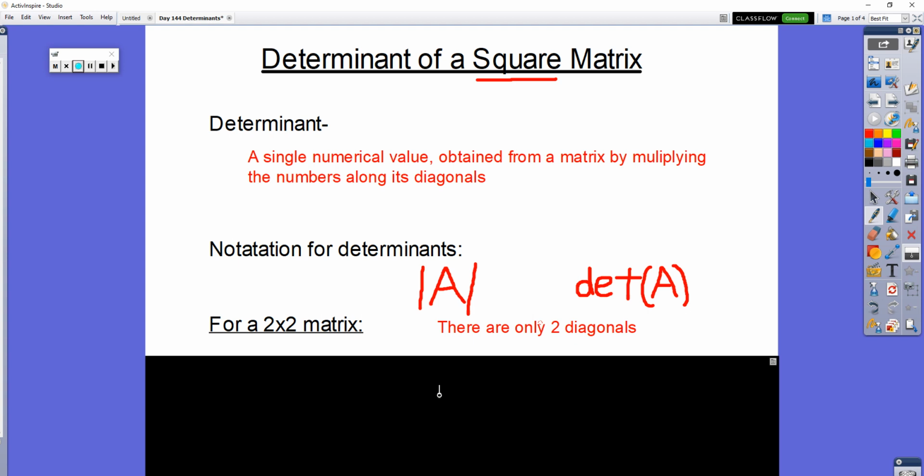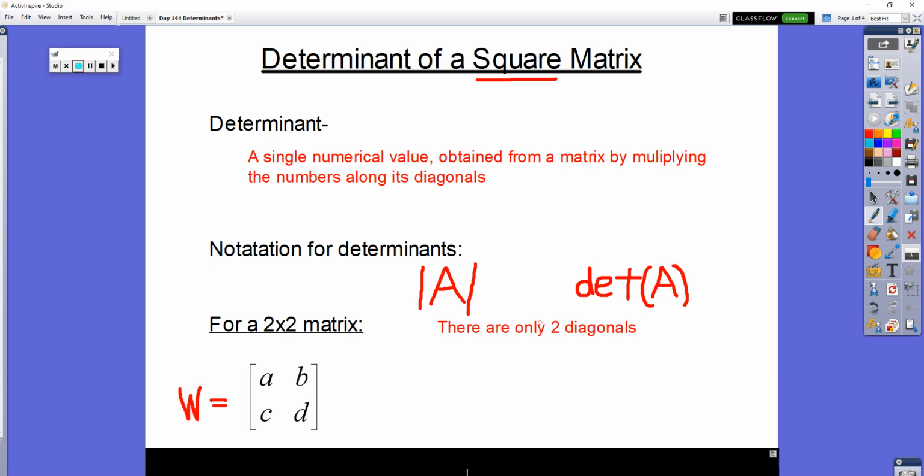For a 2x2 matrix, there's only 2 diagonals that you need to concern yourself with. So let's take a look at what a 2x2 matrix might look like, and then what they're going to want you to do to find the determinant. Down here I've got a matrix W, and you can see I've left inside of it the values in all 4 of the spots in generic form: A, B, C, D. The 2 diagonals we're going to be looking at are this one going from the top left corner to the lower right corner, and this one going from the lower left corner to the upper right corner.